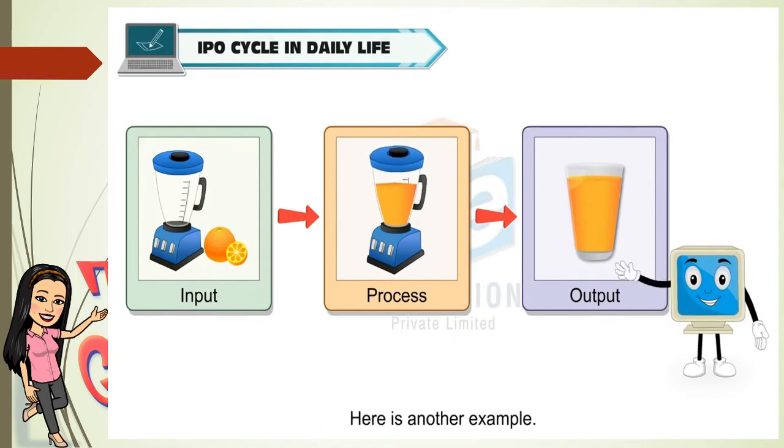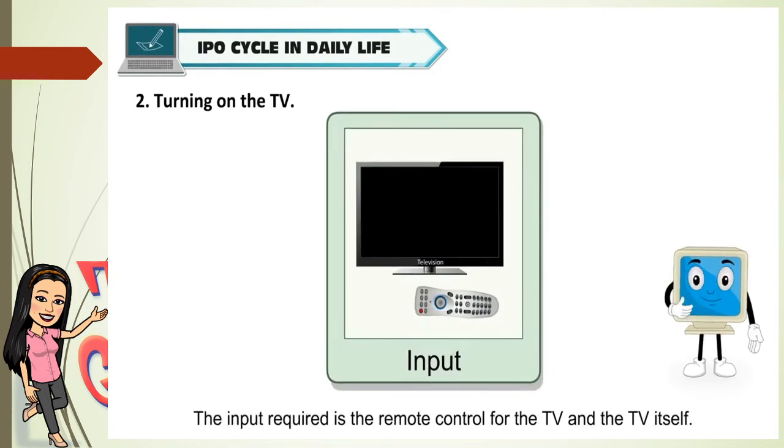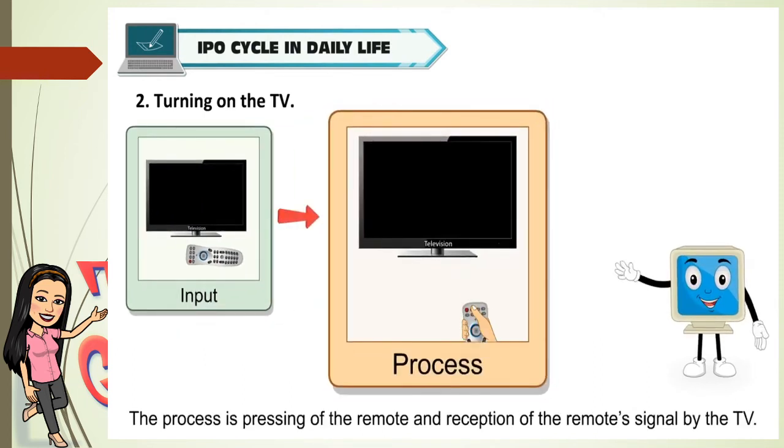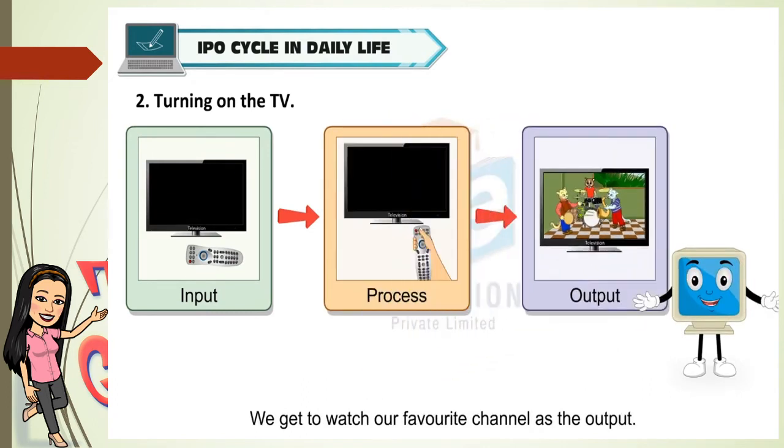Here is another example. For turning on the TV, the input required is the remote control for the TV and the TV itself. The process is the pressing of the remote and reception of the remote signal by the TV. We get to watch our favorite channel as the output.